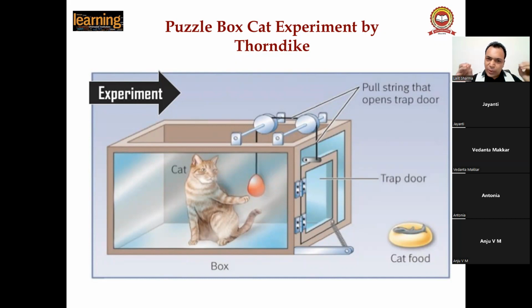The cat was inside the cage, and the cat was hungry for up to 24 hours. After the 24 hours, Thorndike placed a fish near the puzzle box. Now, the smell of the fish, the important line, the smell, you have to underline that. The smell of the fish acted as a strong motivation for the cat to come out of the cage, right?